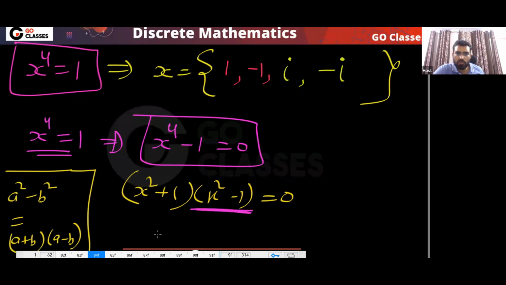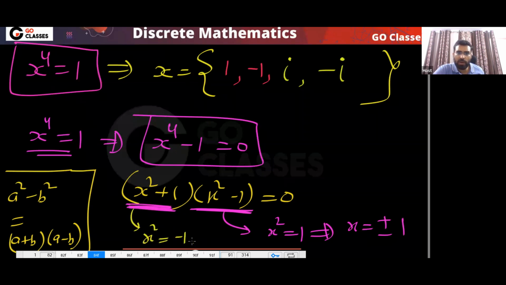If this is 0, from here what can you get? So from here you can say x square is equal to 1, so x will be plus minus 1. And from here what will you get? x square is equal to minus 1, so x equal to iota, x equal to minus iota. So I can say x equal to iota, minus iota. Okay, so very simple.